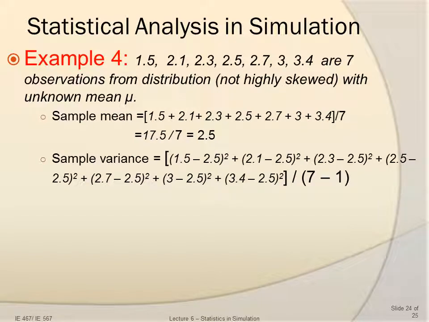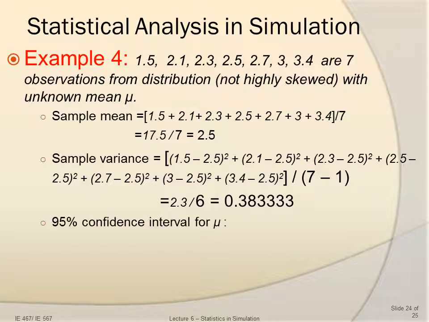And then we can get the sample variance. To get the sample variance, we take the difference between the individual observations and the sample mean, square those differences and add them together, but we also divide by n minus 1. Because n is 7, we divide this by 7 minus 1. And when we compute this, we get 2.3 divided by 6, and that's 0.383.